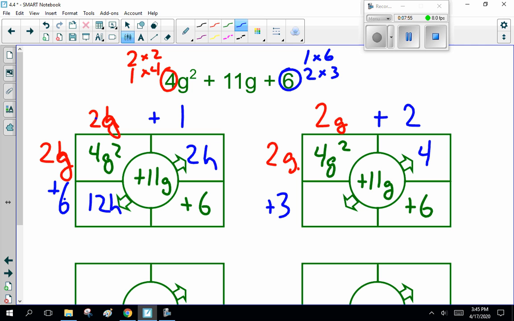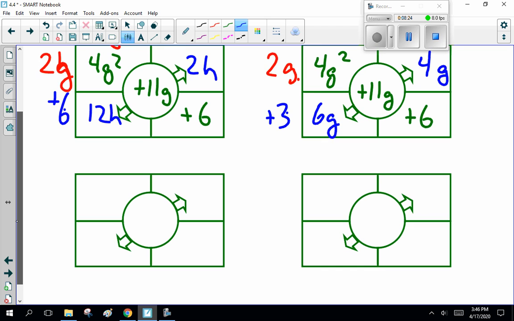Now, let's see if I can screw it up again. 2 times 2 is 4H. 2 times 2G, 6. H again, mother of poopiness. Okay, that's embarrassing. 6G and 4G is 10G, not 11. Darn it. So it's not 2G and 1, 6, or 2G and 2 and 3.